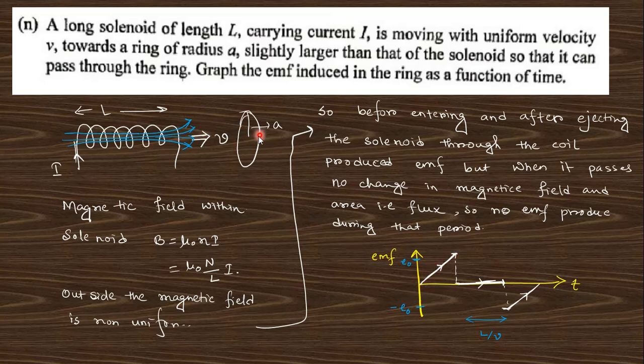But when it passes through this loop, you can see the magnetic field within this region is uniform, so the induced EMF will be 0, because induced EMF is nothing but the change of the flux. If the magnetic field is constant and the area is also constant, that's why the induced EMF is 0. So in that case, when this is processed through this loop, the induced EMF is 0.